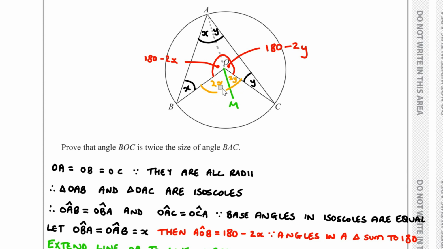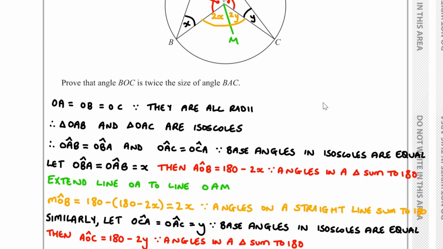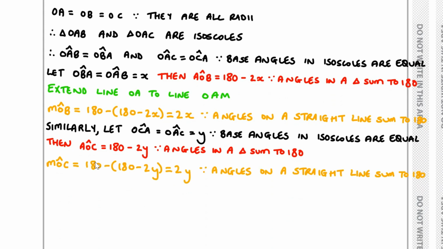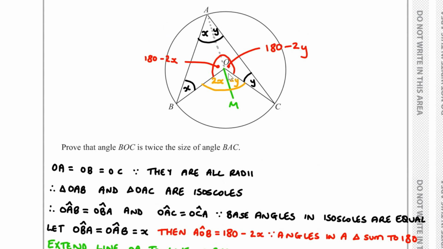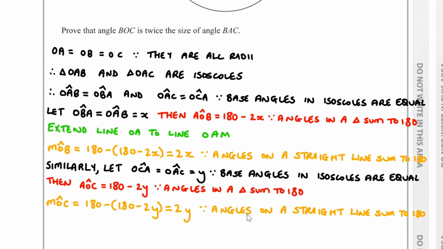So let's just actually write this out here. So this angle, okay, and this angle will be equal. Let's just write them down. We've got 2x here and 2y here. So let's write that down. MOC is equal to 180 minus 2y, which is this one here, and this is equal to 2y, and that's because angles on a straight line sum to 180.